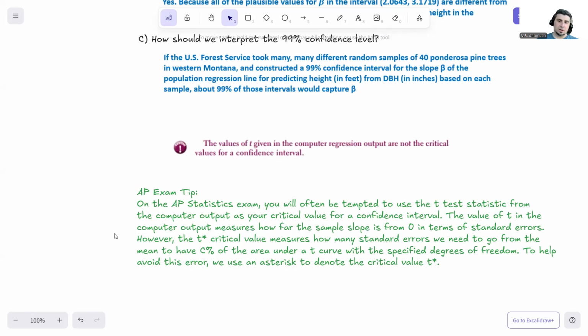So to help avoid this error, we're just going to use an asterisk to denote the critical value t star.